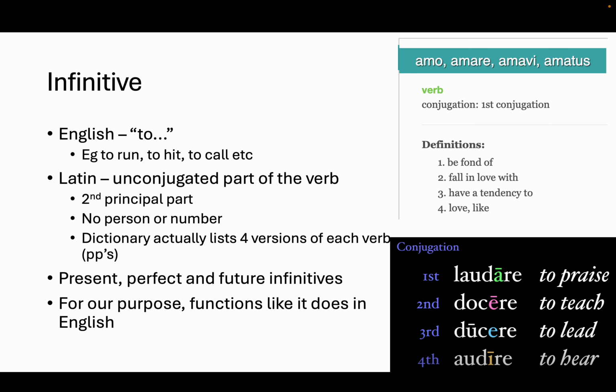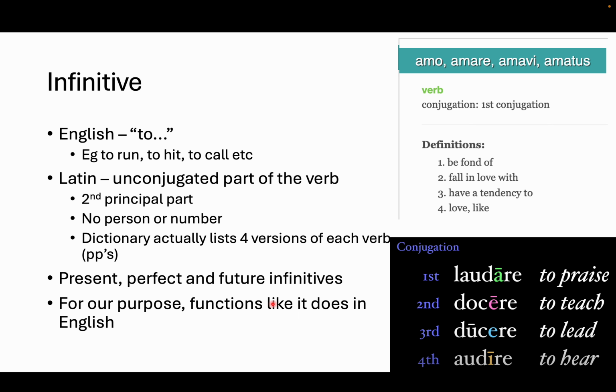So when you look up a verb in a Latin dictionary, you'll actually get 4 versions of it. Here with the verb to love, oops, got to turn my laser pointer on. There we go. Amo, amare, amavi, amatus. Amo is the first person singular present. Amare is the infinitive. And the other 2 principal parts are used to make up different tenses and moods of the verbs. Okay, so we won't be concerned with that now. The infinitive, however, is formed from the second principal part.